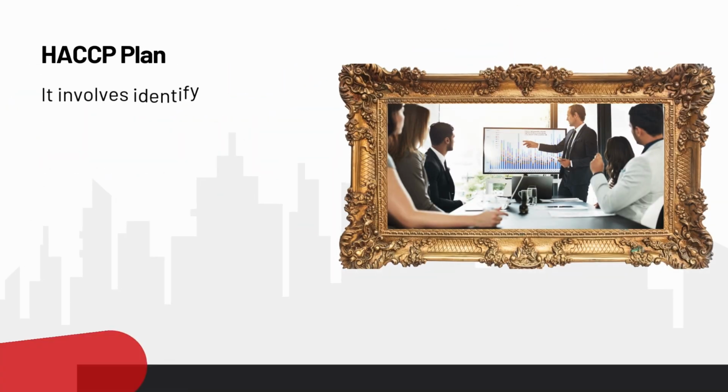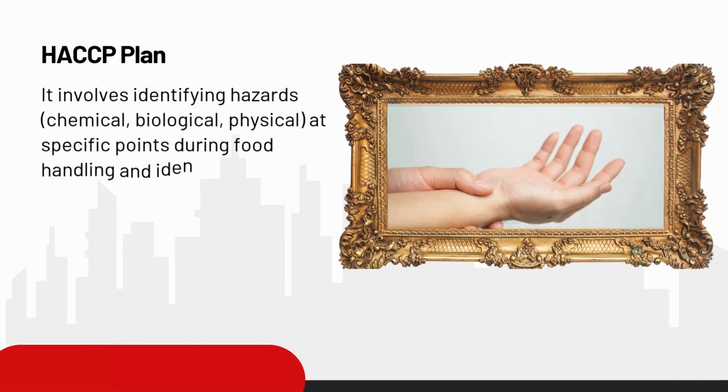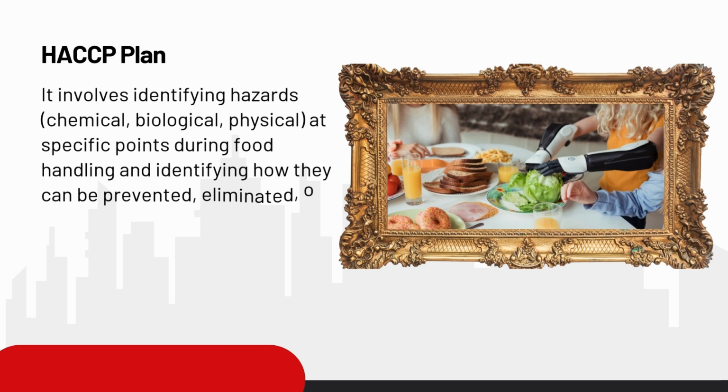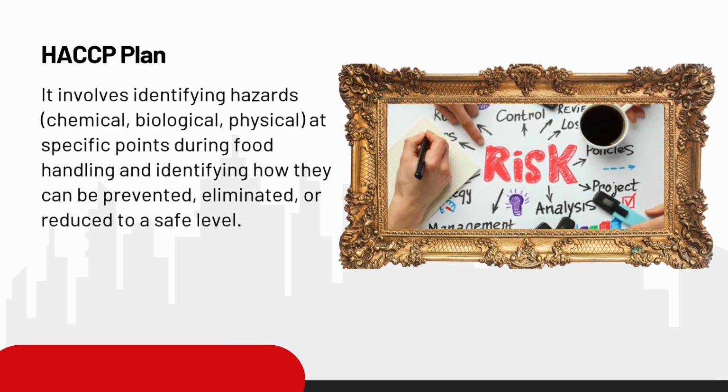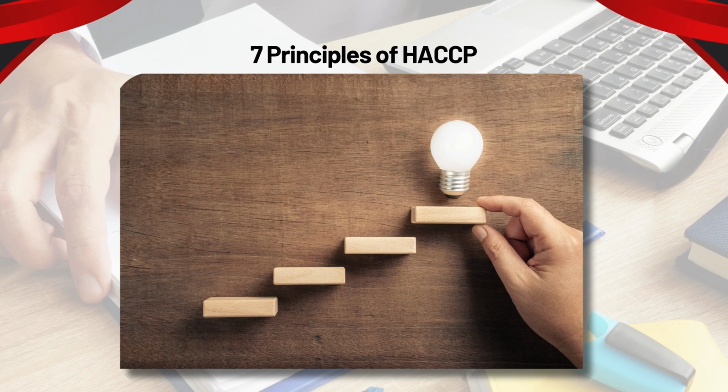A HACCP plan involves identifying hazards, chemical, biological, physical, at specific points during food handling and identifying how they can be prevented, eliminated, or reduced to a safe level. There are 7 sequential steps to developing a full HACCP plan.